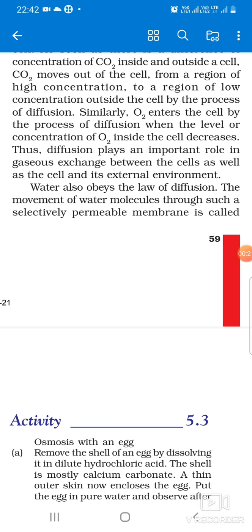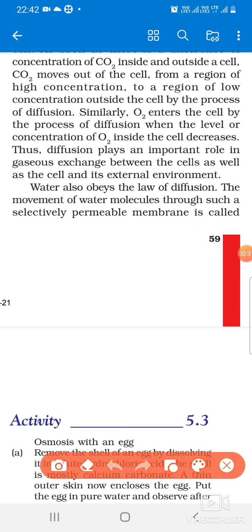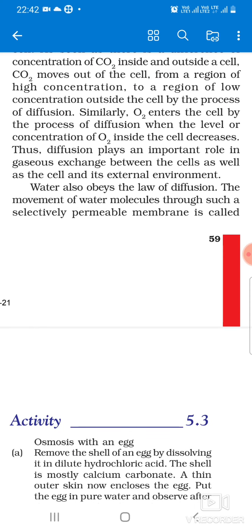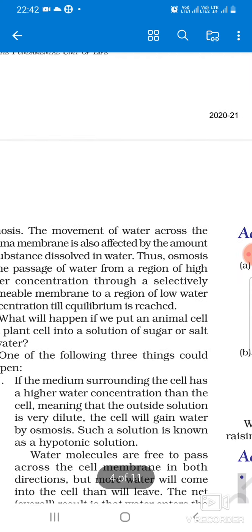The movement of water molecules through such a selectively permeable membrane is called osmosis. Okay, movement of water through the semi permeable or the selectively permeable membrane, this is called osmosis. Now what is this osmosis and how does it happen, we will study about this.